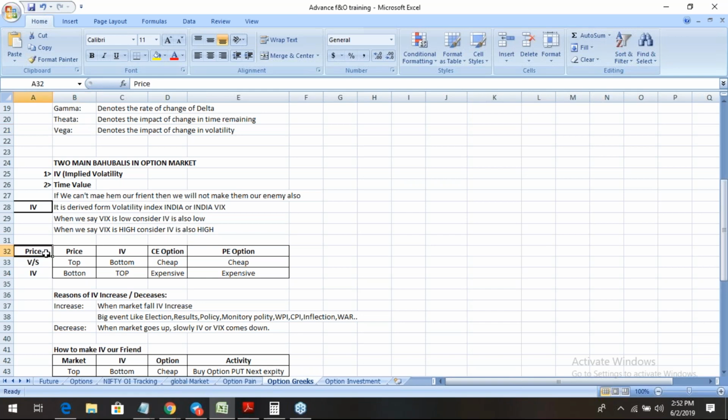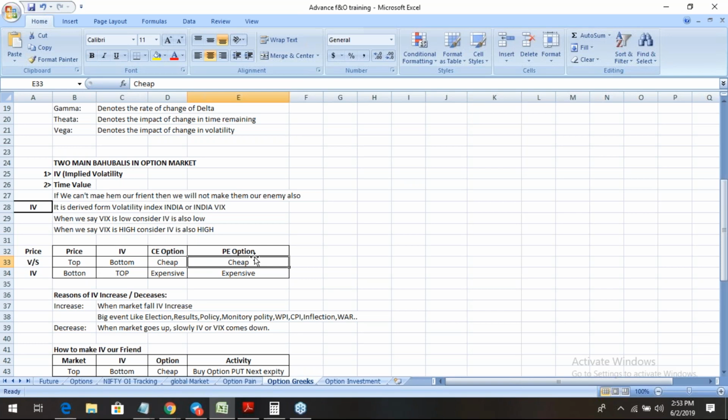See now the price pattern, the price of call and put options. If IV is at the bottom, call and put prices are also cheap. If IV is at the top, call and put prices are both too expensive, too expensive.